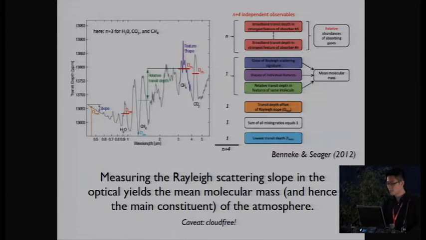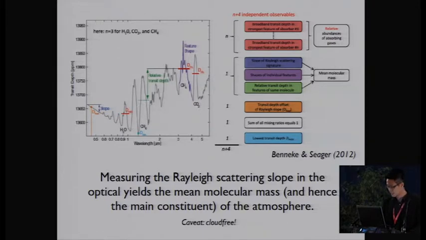The third, and by far in principle the simplest way, is to just measure the optical Rayleigh slope below 1 micron, right here. So at least that's the hope. The theoretical hope is that if you measure this slope, you can figure out what the mean molecular weight of the atmosphere is. The big caveat is that this story is told for a cloud-free atmosphere.